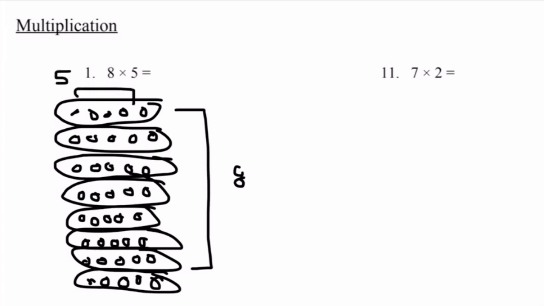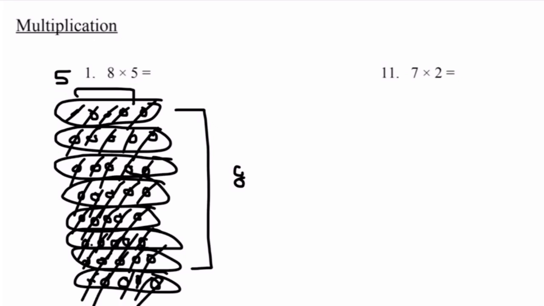Now, let's add it all together to find our final answer. 1, 2, 3, 4, 5, 6, 7, 8, and so on, counting up to 40. Therefore, we have a total of 40 circles. Therefore, 8 times 5, or 8 groups of 5, also equals 40.